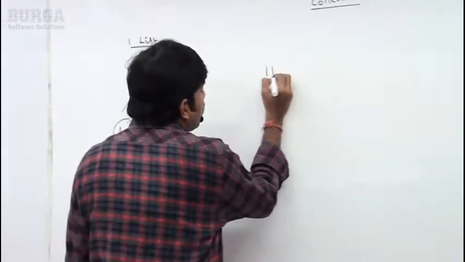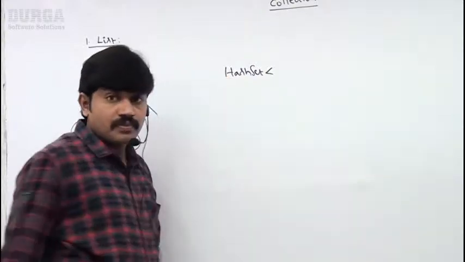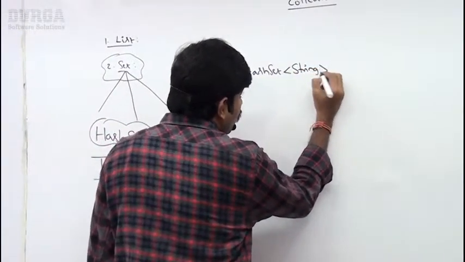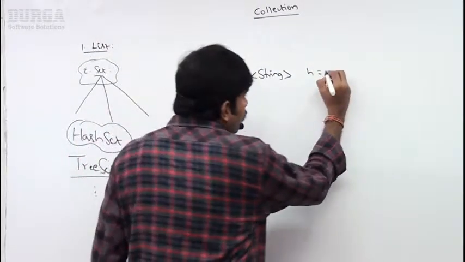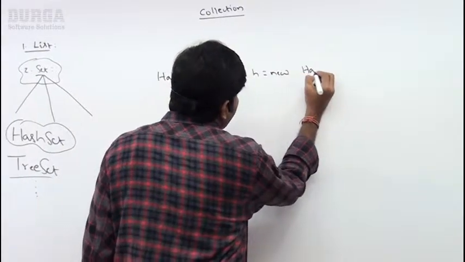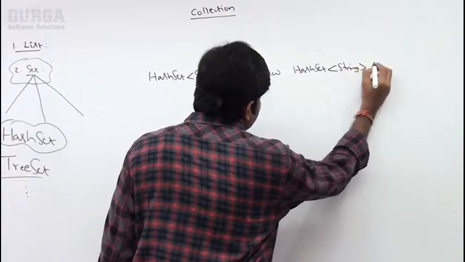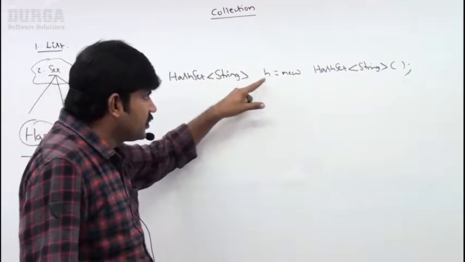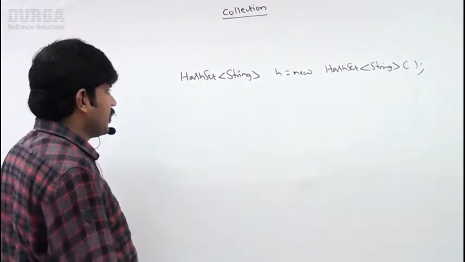Observe. I'm creating a HashSet object. I'm creating a set object. Which type of elements do you want to hold? String type. HashSet of String. h is equal to new HashSet of String. Are you getting? HashSet of String h is equal to new HashSet of String.